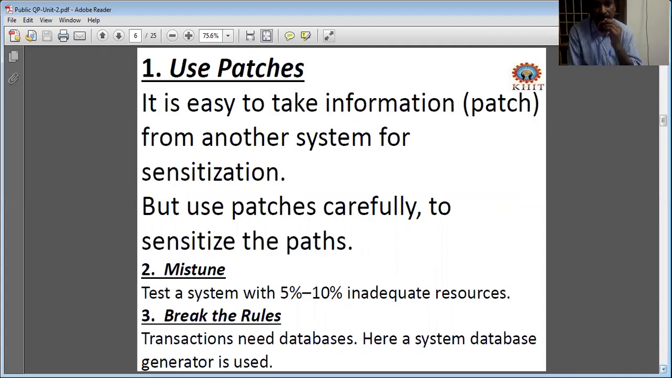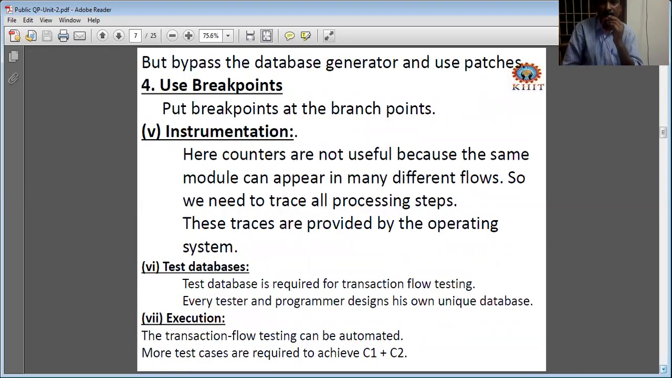Then break the rules. Transactions need databases. Here, a system database generator is used, but bypass the database generator and use patches. Use breakpoints: put breakpoints at the branch points.